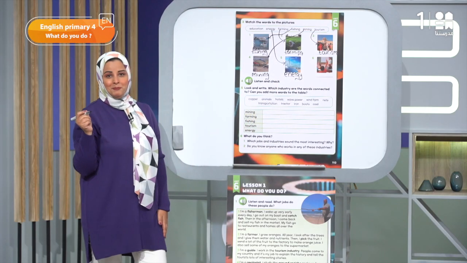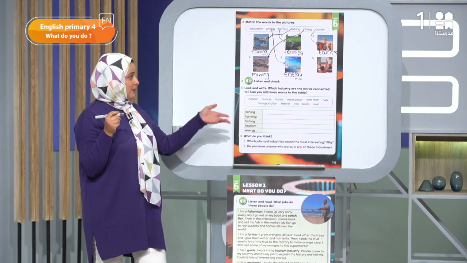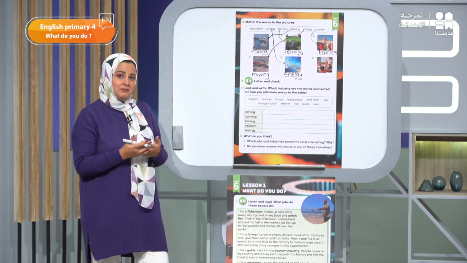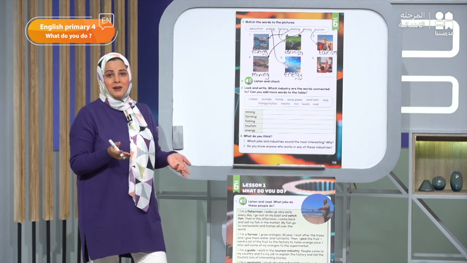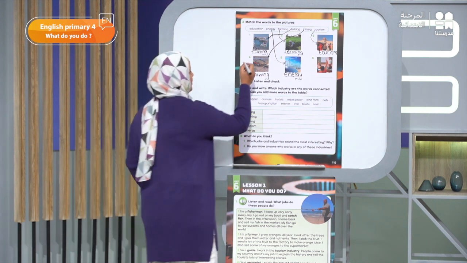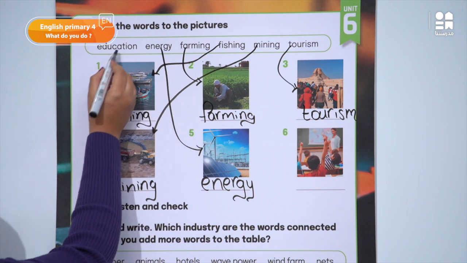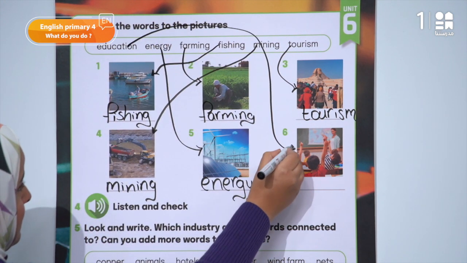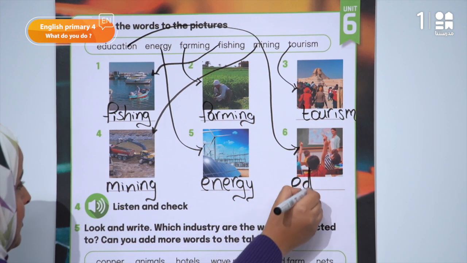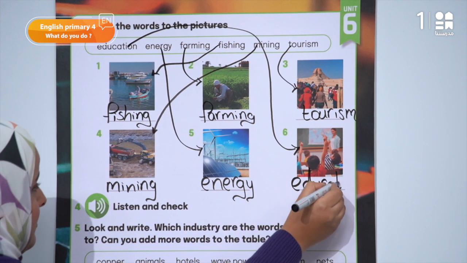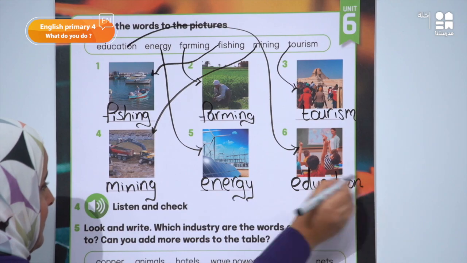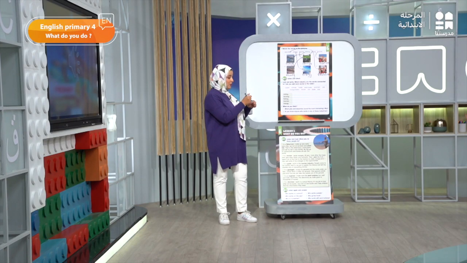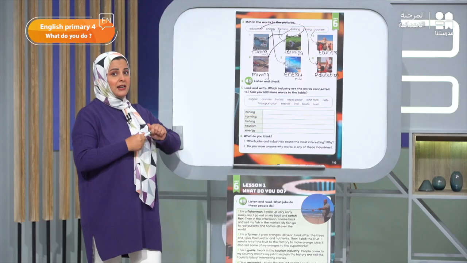Number 6, this picture is familiar, about a teacher teaching her students. So it's about education. Very good. So let's match the word education to the picture and write it down, education. Very good, my dear boys and girls. Now we will listen to the audio to check our answers.